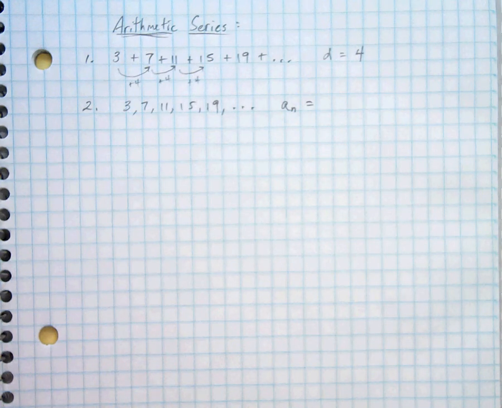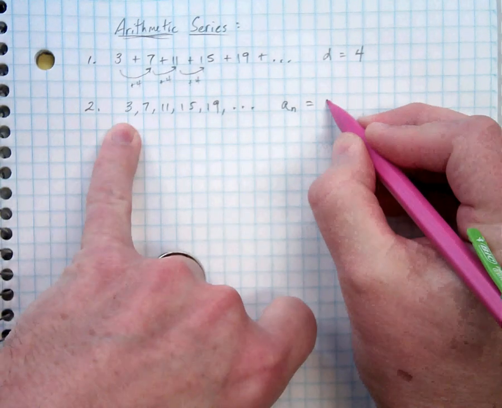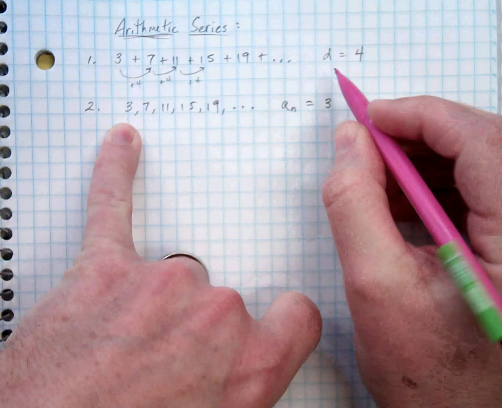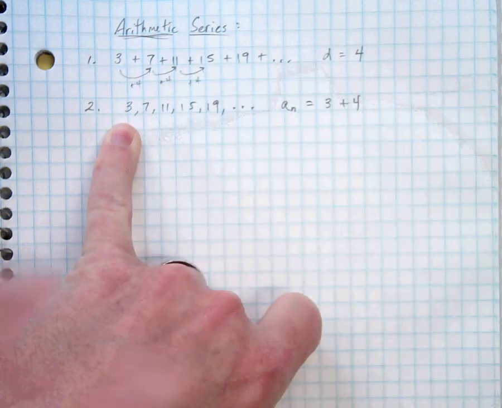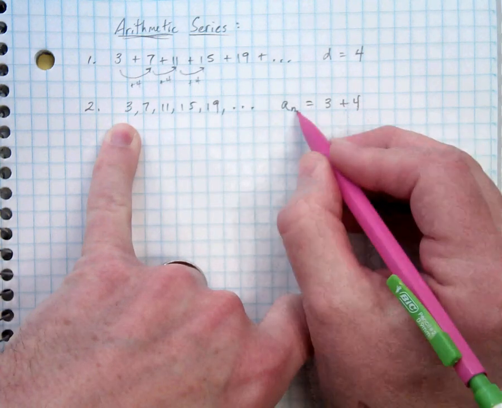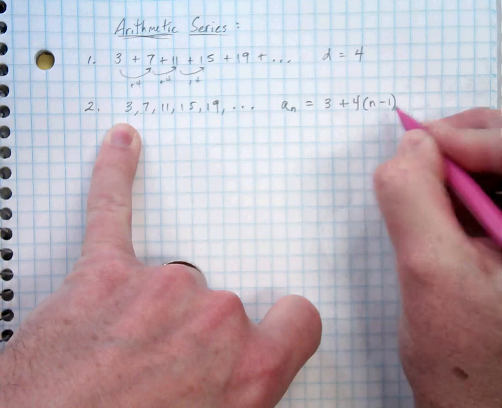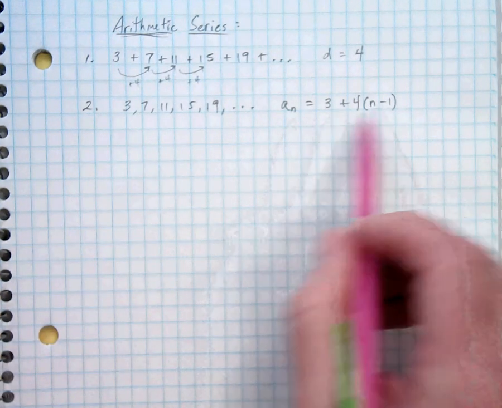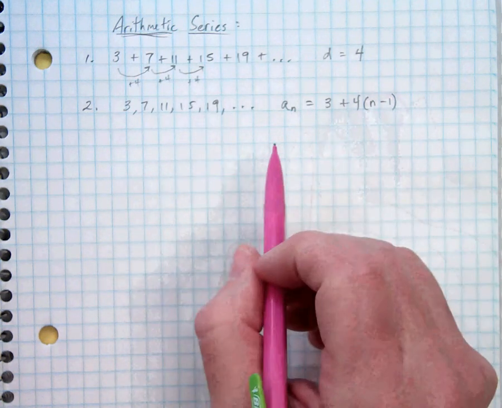Okay, so you should have gotten the first number, which is 3, and then what do you do to get the next number? Well, you add 4, so plus 4. And then how many times do you add 4 to get to the nth term? We add it n minus 1 times. So that is the rule for this particular sequence.